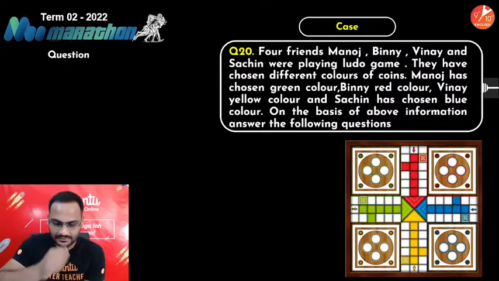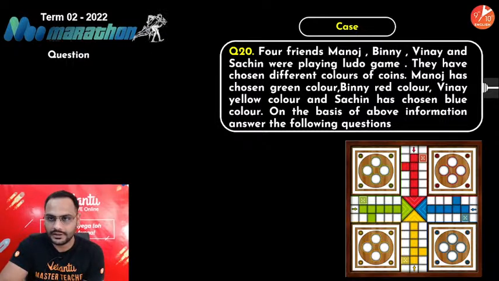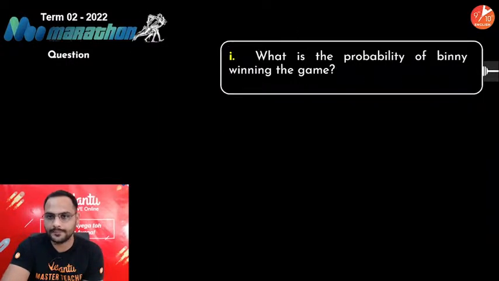Four friends, मनोज, कौन कौन है भाई 4 फ्रेंड्स? Manoj, Binny, Vinay and Sachin were playing Ludo games. ठीक है, nice. They have chosen different color of coins. Manoj has chosen green, Binny red, Vinay yellow, Sachin has chosen blue color. On the basis of above information, answer the following question. What is the probability of Binny winning the game?